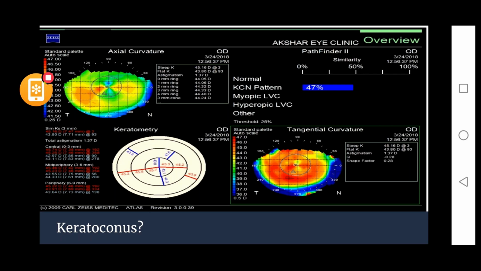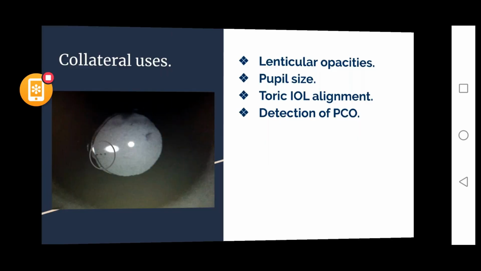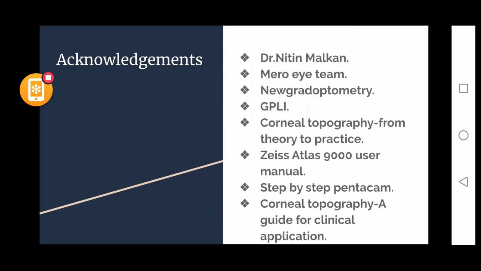Does anyone else support that this is a keratoconus? Does anyone else support the Pathfinder that this is a keratoconus pattern? Do you agree with the Pathfinder in this? Basically, yes, so this is all about keratoconus. This is all about the corneal topographer.